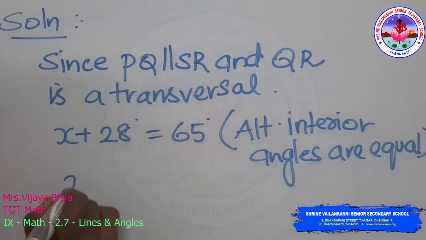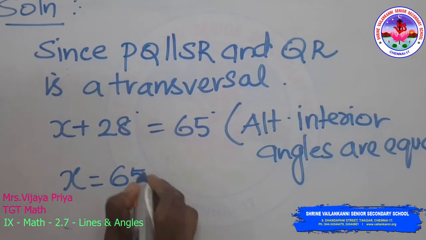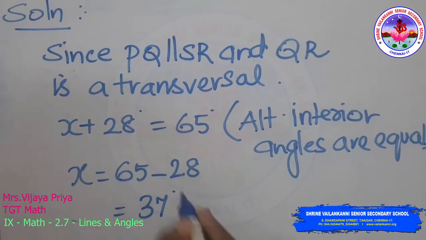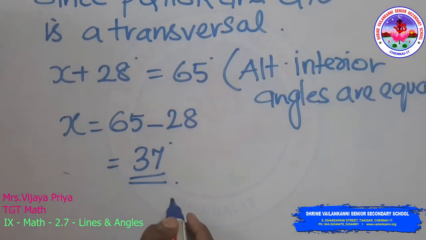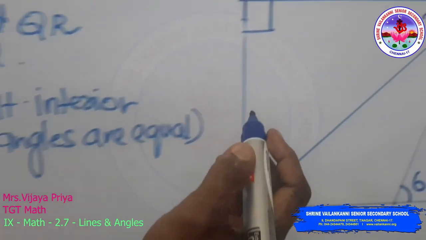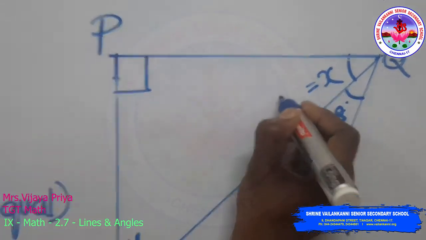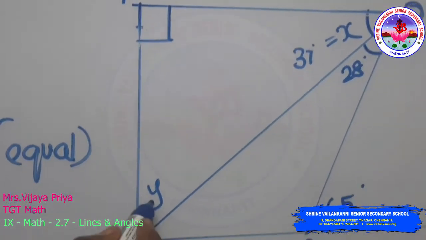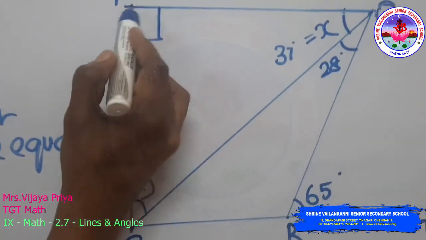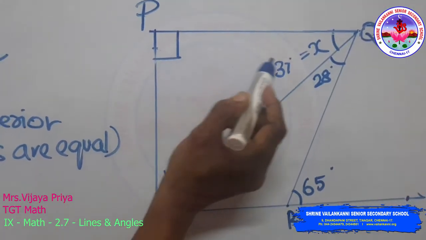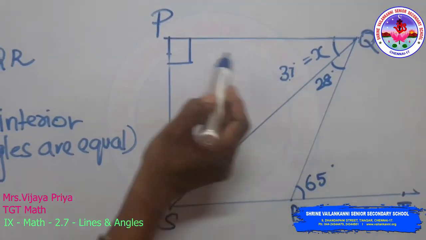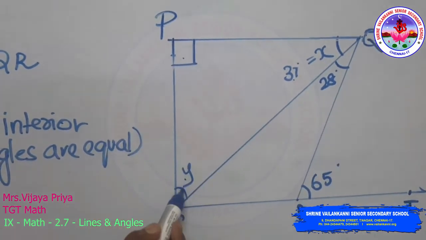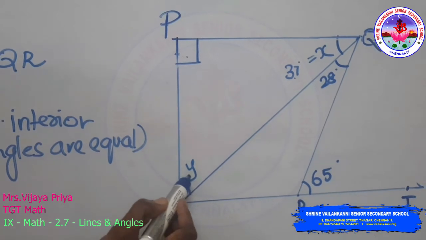So where I got X value as 65 minus 28, which is equal to 37 degrees. So now I got here in the figure X value as 37 degrees. Now I am going to find out the Y value by taking this triangle PQS, where I know X value is 37 and my P value is 90 degrees. So by angle sum property I can find the value for Y here.